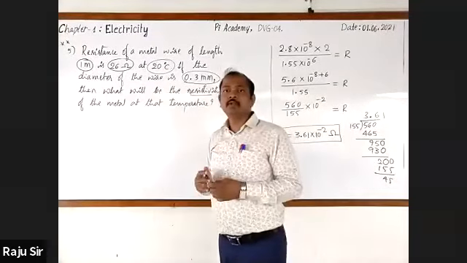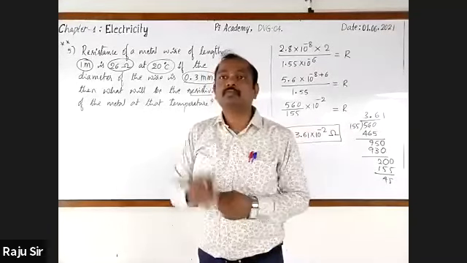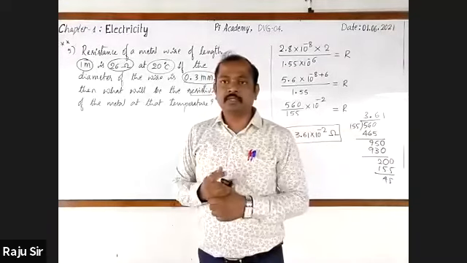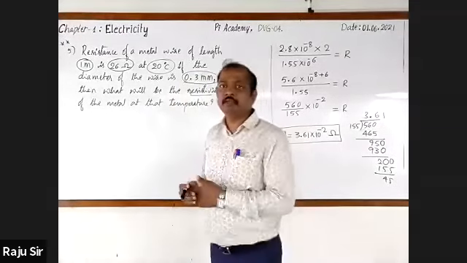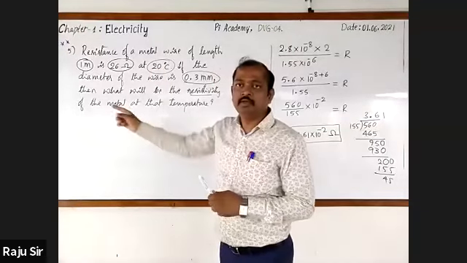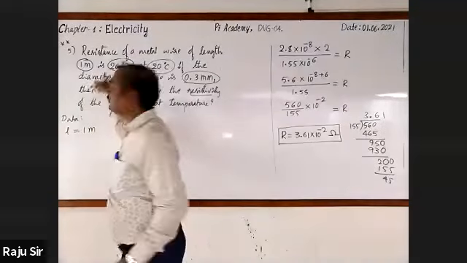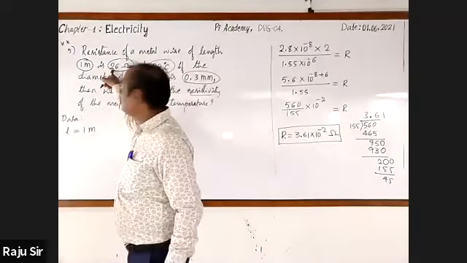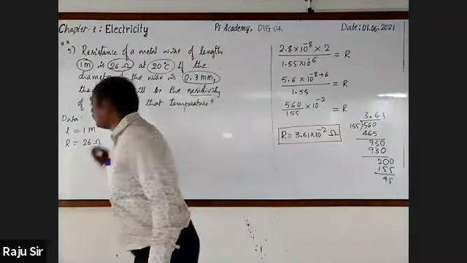Yes, students, you know that we have a formula to find out resistivity. Rho is equal to R into A by L. Let's go for using that. Before that, first we shall write the terms given in the data. Length of the wire, that is L is equal to 1 meter. Write with me. Next, resistance of the wire, R is equal to 26 ohm.